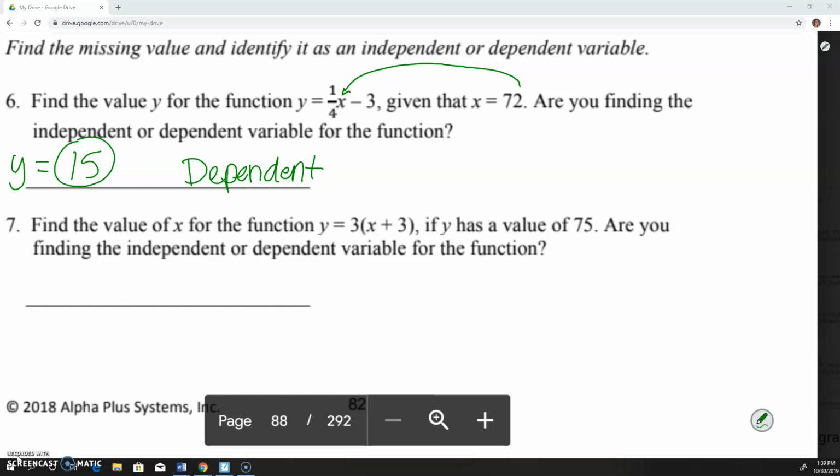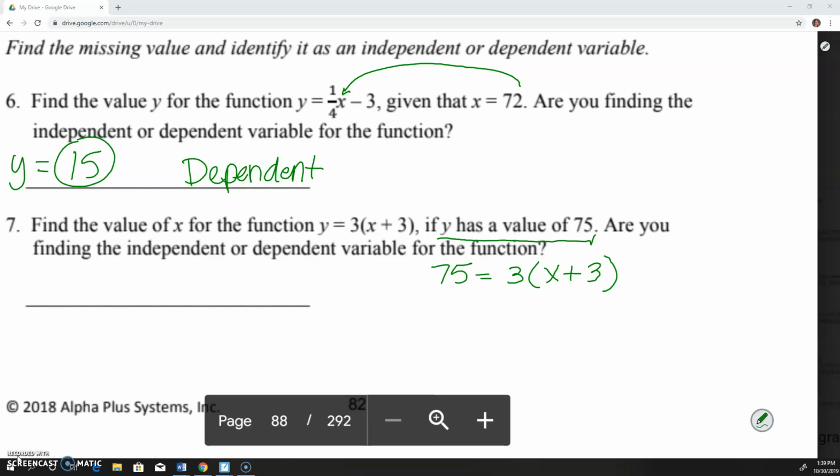Find the value of x for the function, and it tells you y equals 3 times x plus 3, and it tells you y is 75. So right here where y is, I'm going to put what? 75. How do I solve that?